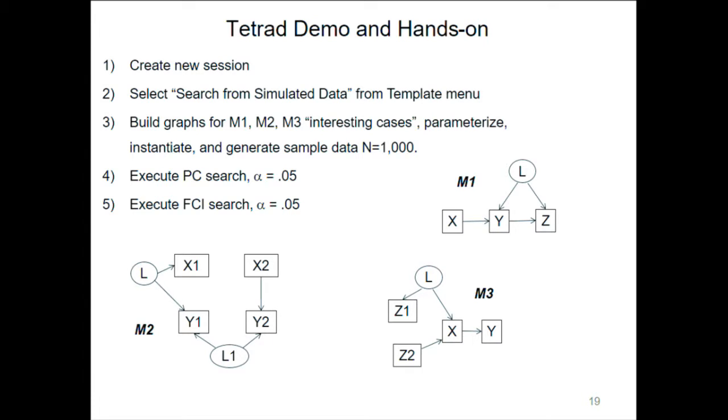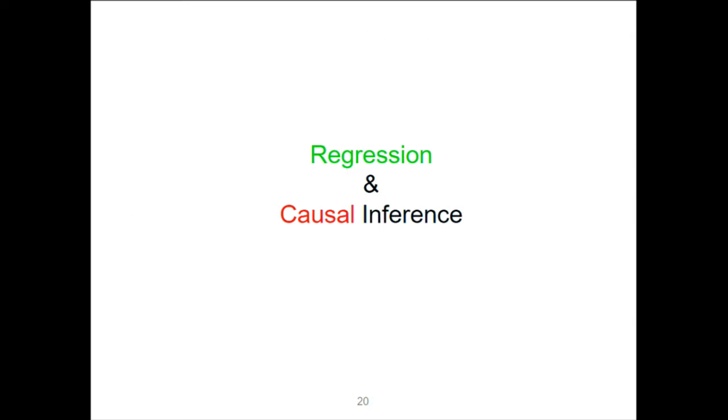Okay. Did everybody successfully process cases M2 and M3 in the search and run the FCI search, and you understand the difference you're getting from the PC search? Okay. So now I want to apply the latent variable model searches and the basic perspective to show you that regression is really the wrong tool if I have latent variables.